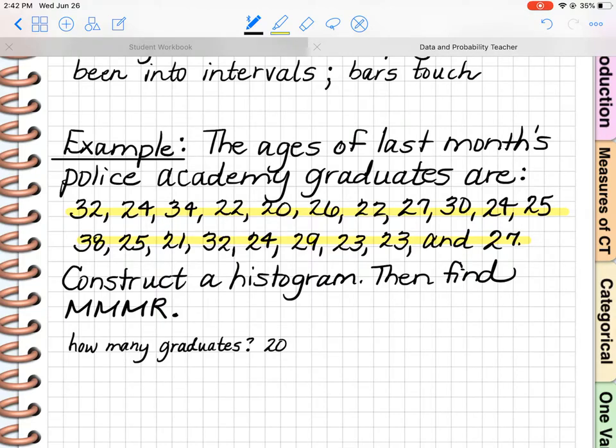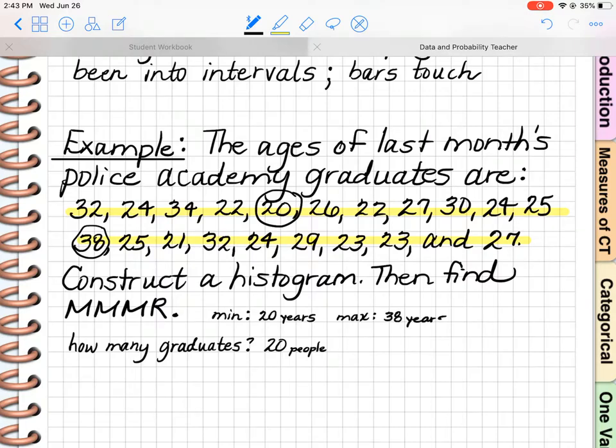I also like to know the minimum. Who was the youngest person in this class? And it looks like it was this 20 right there. So 20 years old. There were 20 people. The youngest was 20 years old. Who was the oldest of the graduates in this list? And I have a little trouble with it. Looks like maybe this person right there is 38 years old.